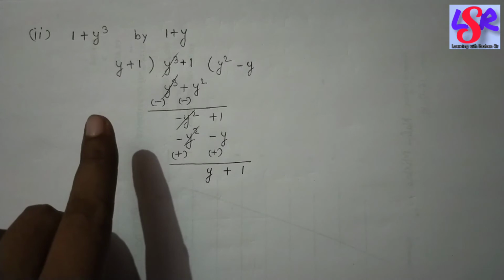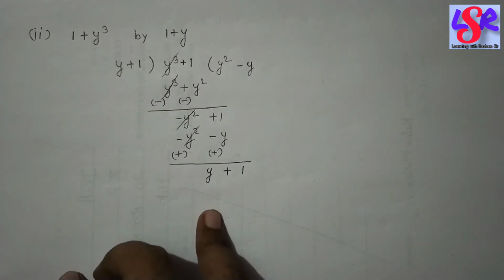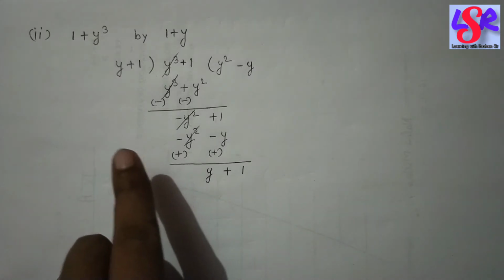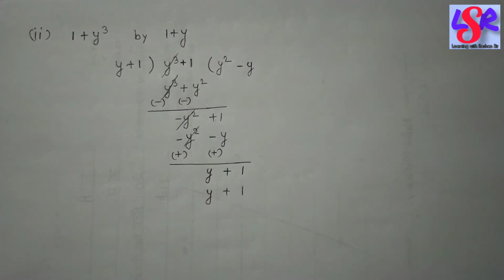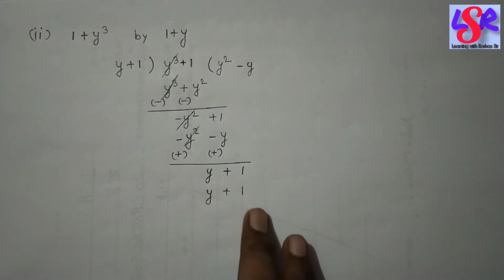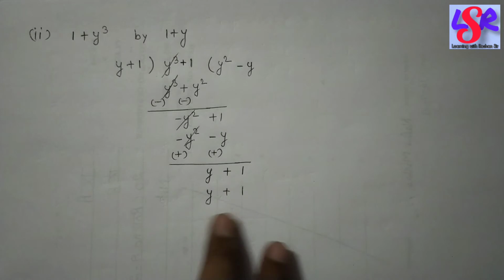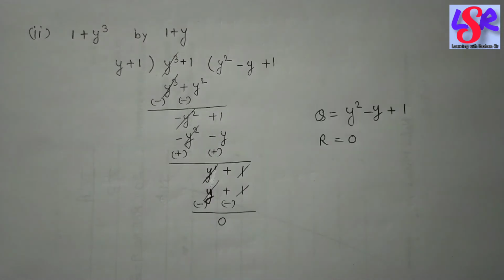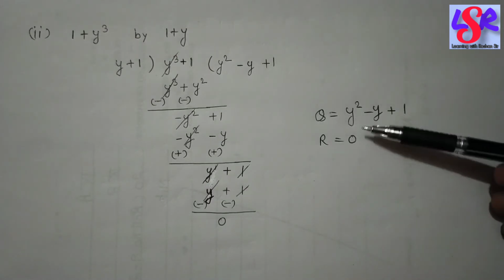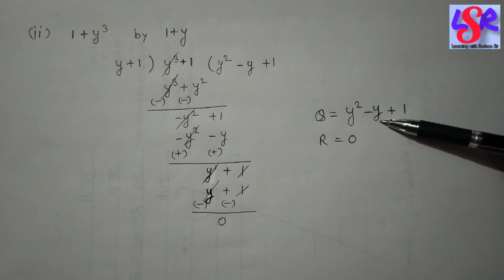Then what do we multiply in y to get y only? So we get 1. On multiplying y by 1 we get y only. And 1 is multiplied by 1 to get 1. Now we are going to subtract these two and we'll be getting 0 as they both are the same. And here we get 0 as the remainder, and the quotient is y square minus y plus 1.